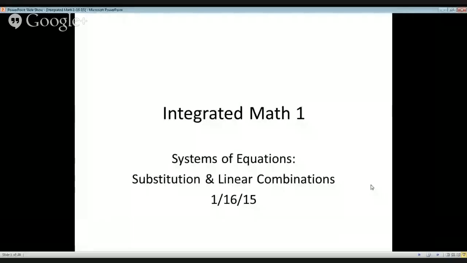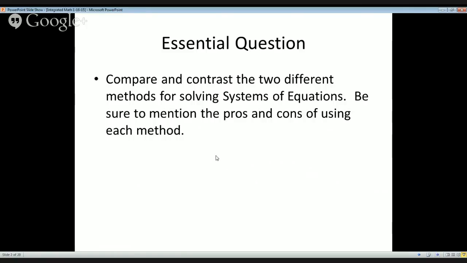Okay, so here is our first slide, and it's telling us we're going to be talking about systems of equations. Actually, we're just going to talk about substitution, not linear combinations today. That will be in a week. So here's our essential question. It says compare and contrast the two different methods for solving systems of equations, the two different methods we're going to be talking about today. And be sure to mention the pros and cons of using each method.